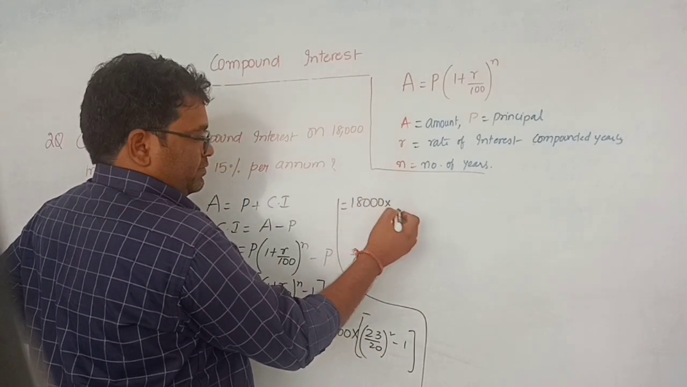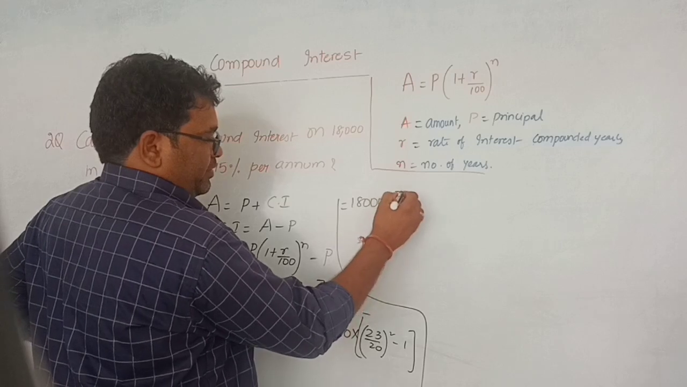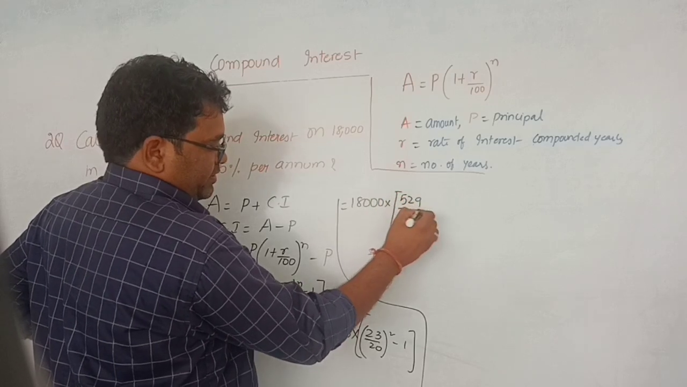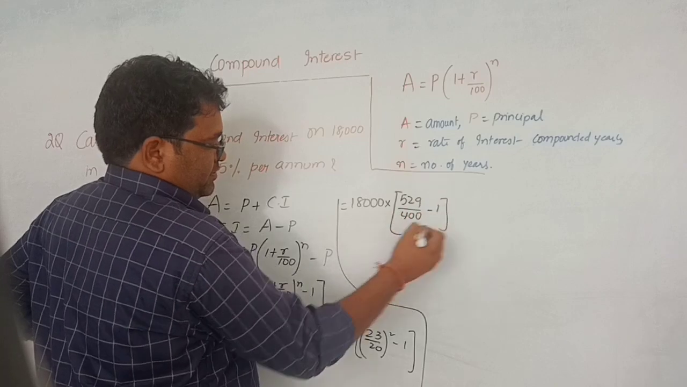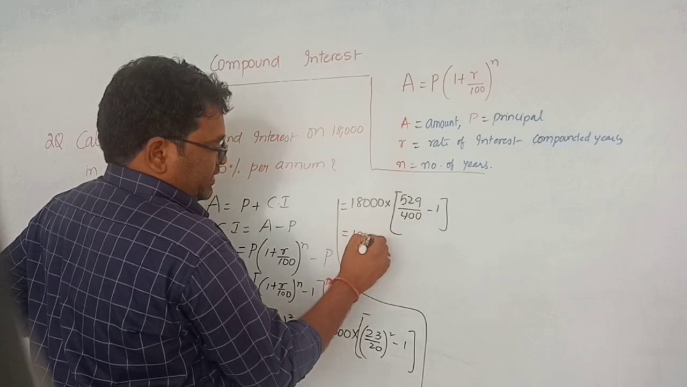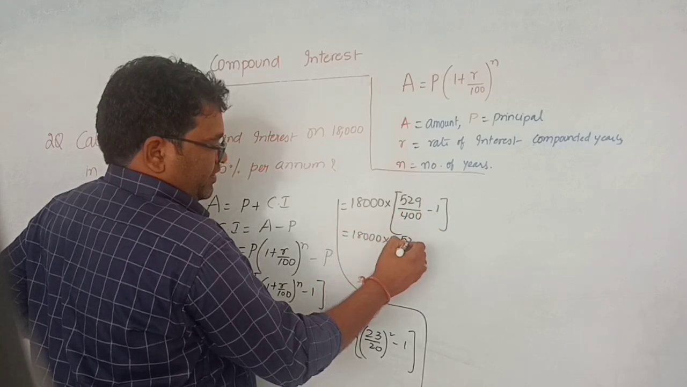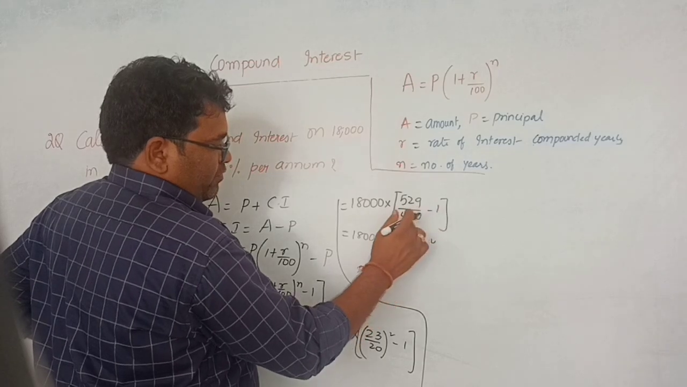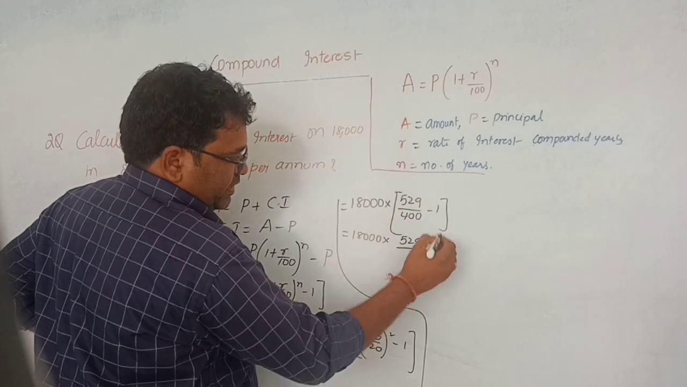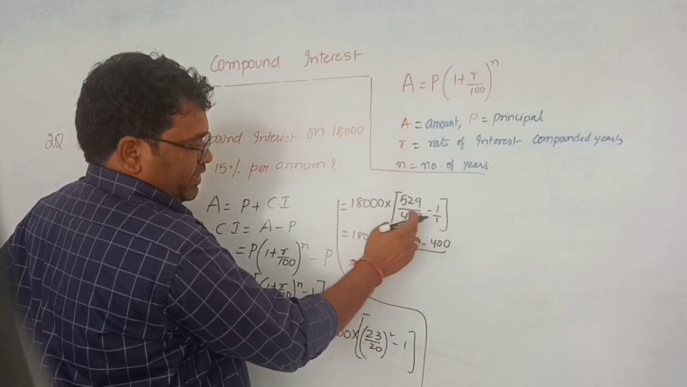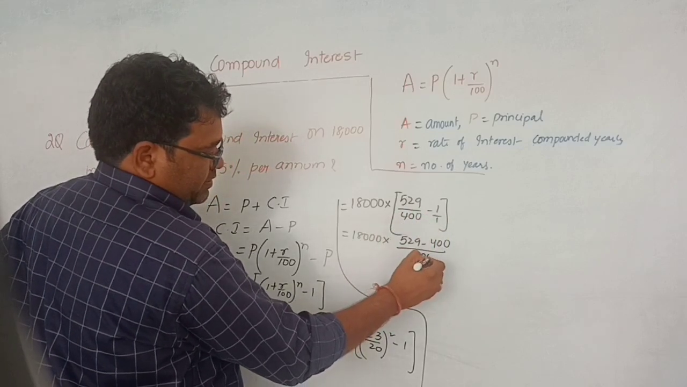Now here 18,000 into 23 into 23 is 529. 20 square is 400, minus 1. So 18,000 into (529 minus 1 into 400) divided by 400, that is 400 into 1 is 400.